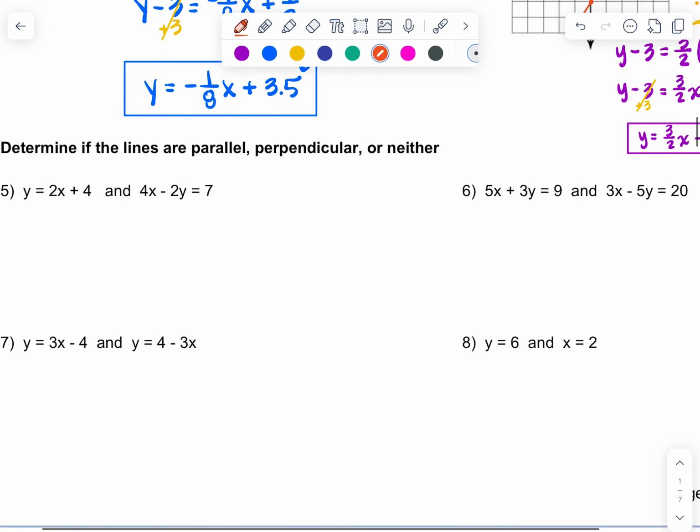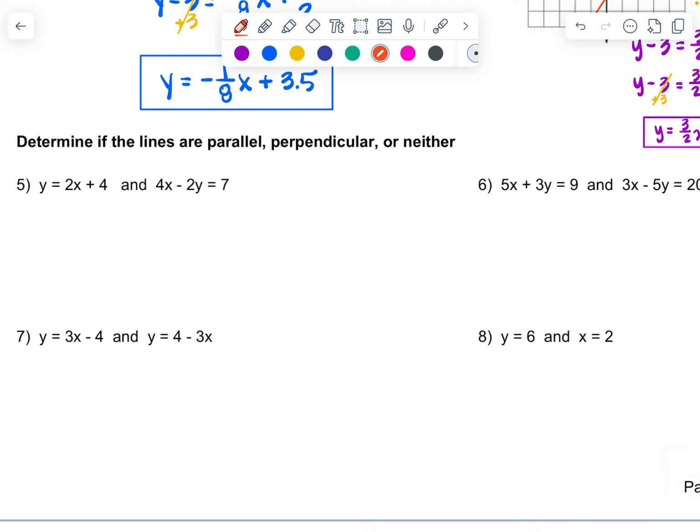All right. We did a lot of these in class in our notes, right? These are the determine if the lines are parallel, perpendicular, or neither problems. Again, I'm going to kind of write down: parallel lines have the same slope. Perpendicular lines have opposite reciprocal slopes. Same slopes, opposite reciprocal slopes. And of course, neither means neither one of those things is happening. So it's just two random numbers that aren't the same or aren't opposite reciprocals.